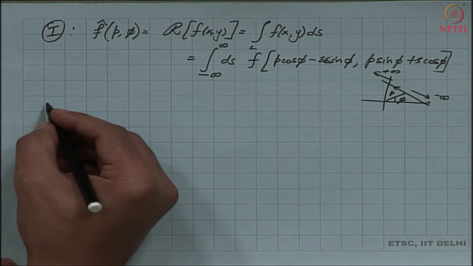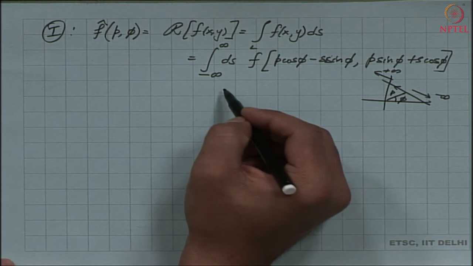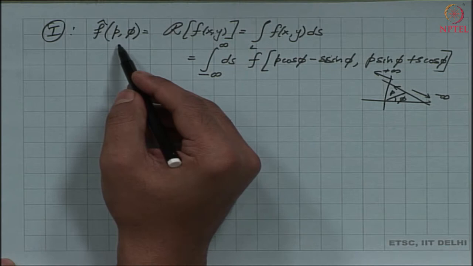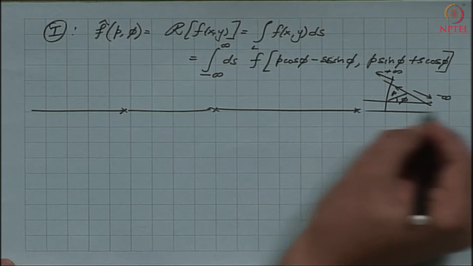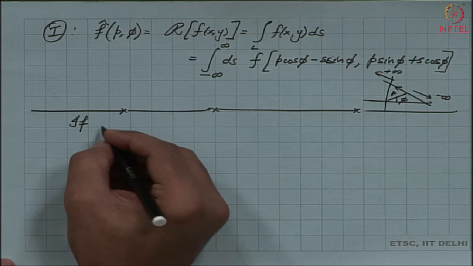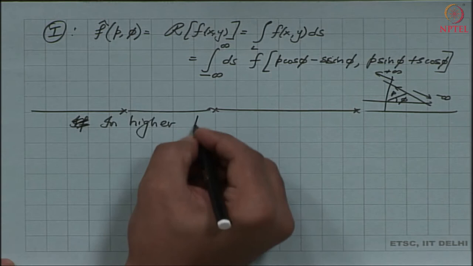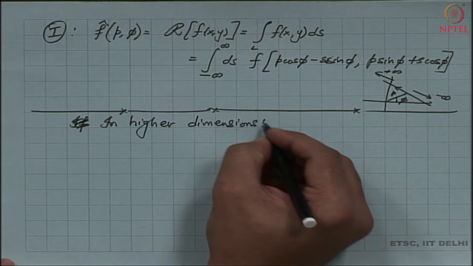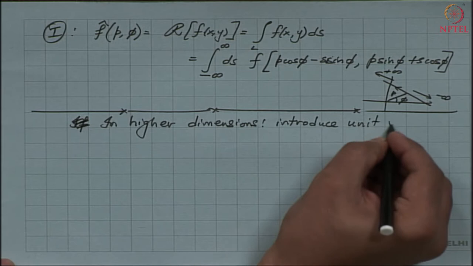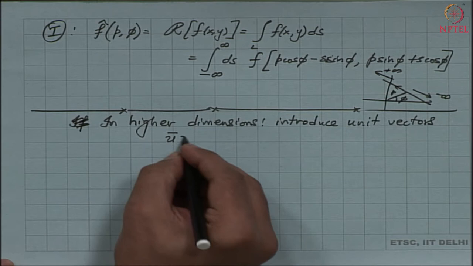So I am going to extend this particular definition in 2D into a definition in ND. So in particular, I am going to describe my Radon transform on a hyperplane. So let me just show you the generalized definition. So let us denote two new vectors. In higher dimensions, let me introduce unit vectors as u bar equal to cos phi sin phi.